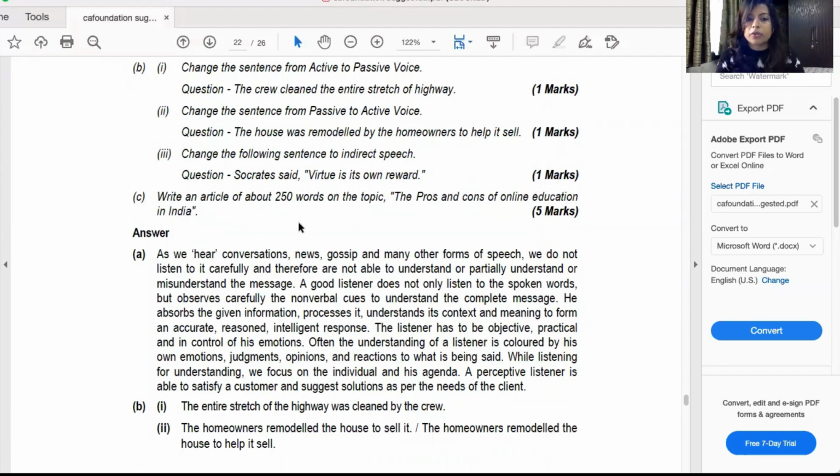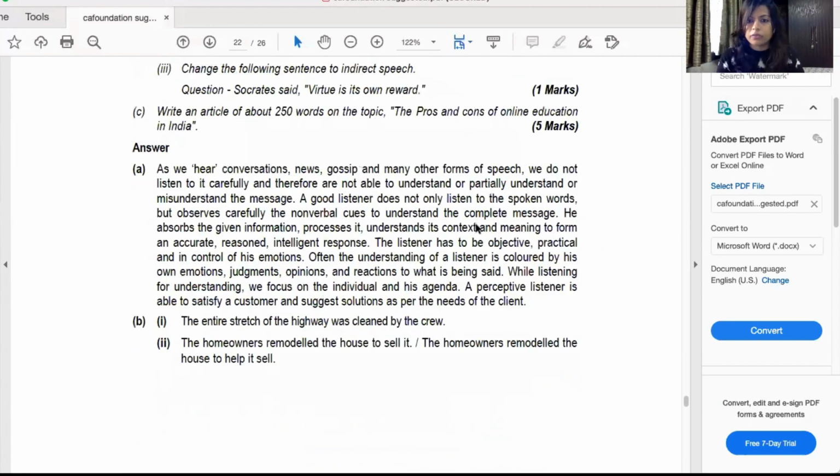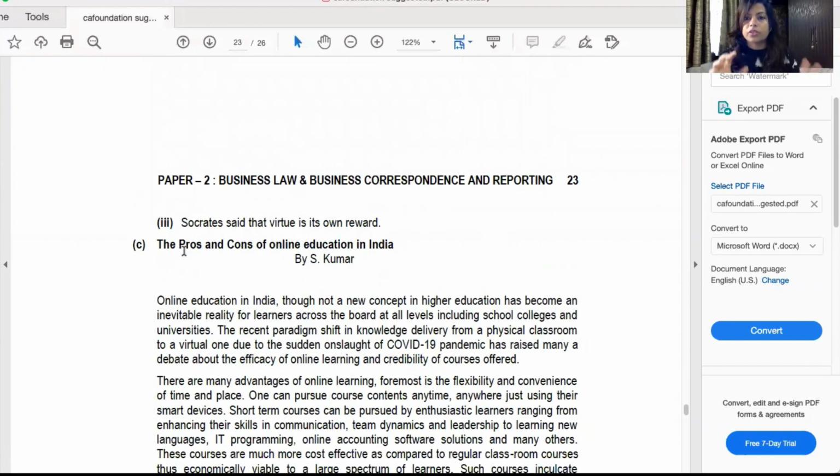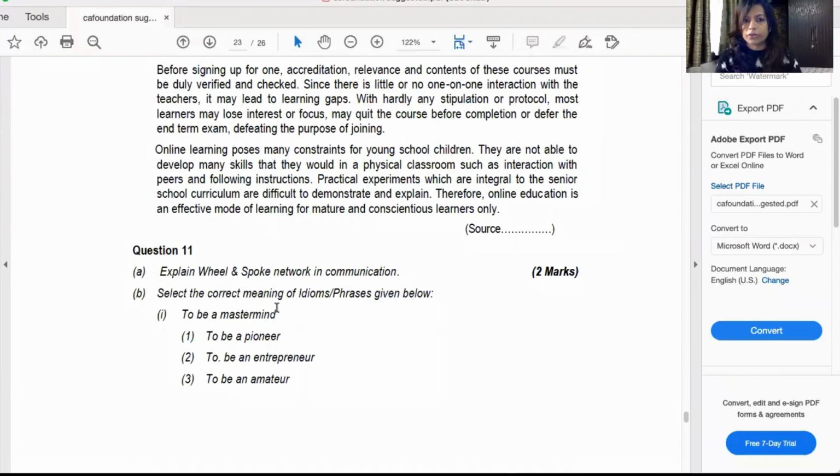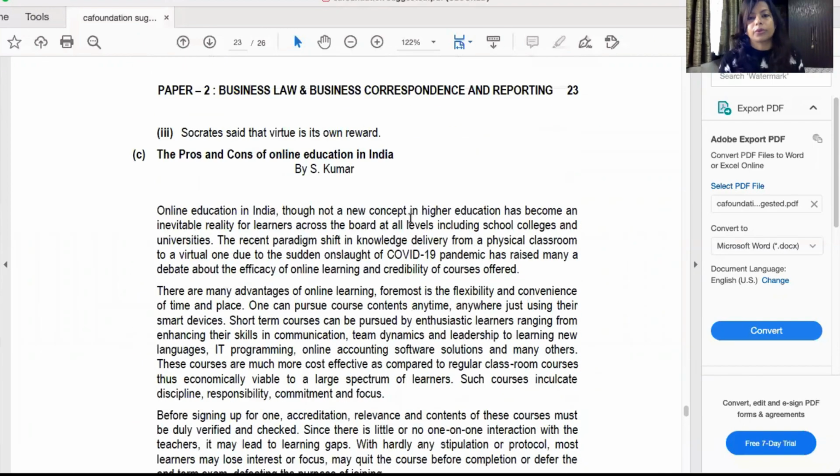Write an article of about 250 words on this topic. So you need to write an article which fetches you 5 marks. You need to have the heading and who has written that article. Whenever your article is published in any magazine, your name will be written, right? So don't forget to write your name. So title, name, and then in 3 paragraphs you can write your explanation. Take care of your grammar, that is very important. Write the source. So this format is important.